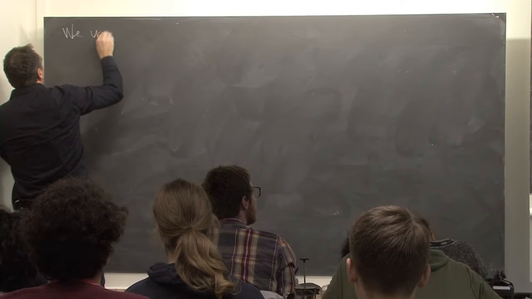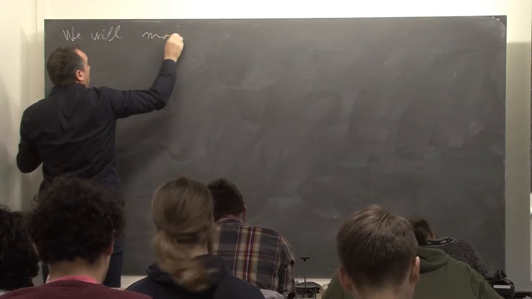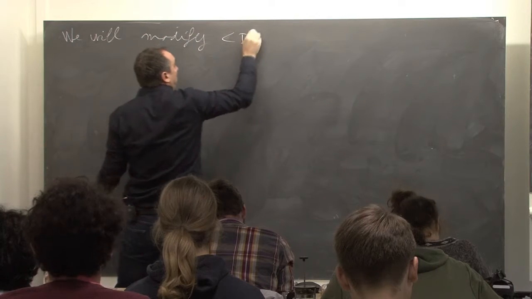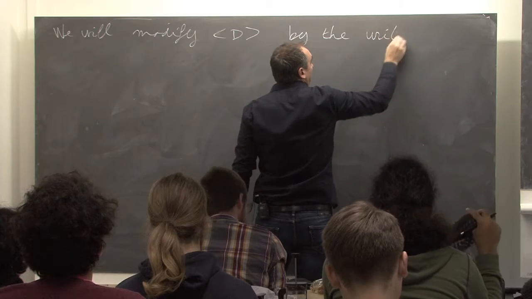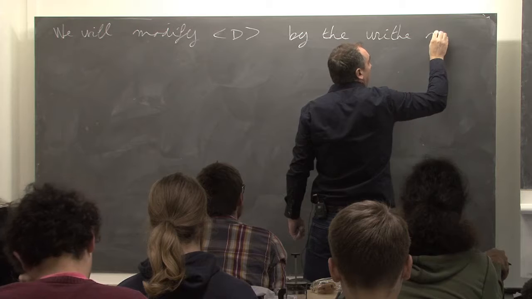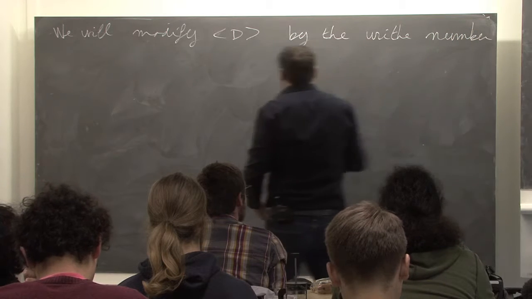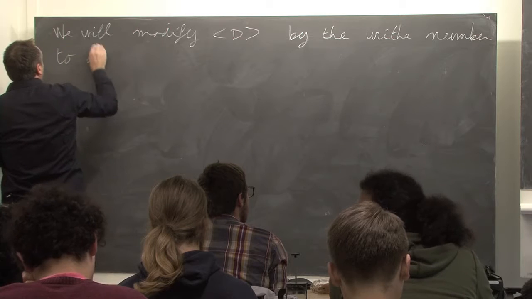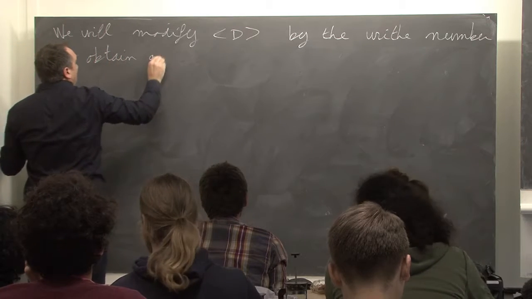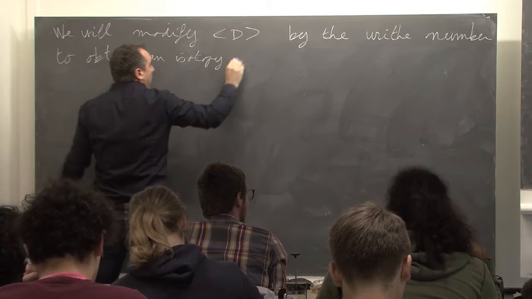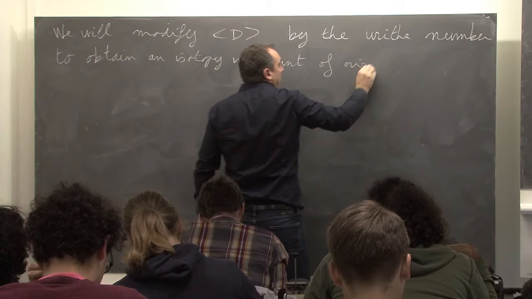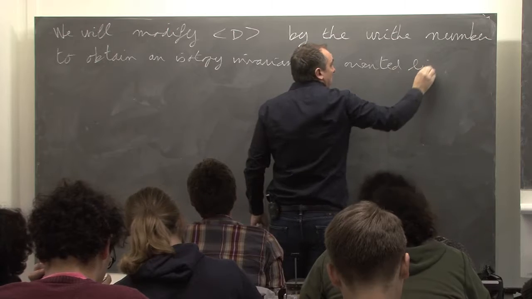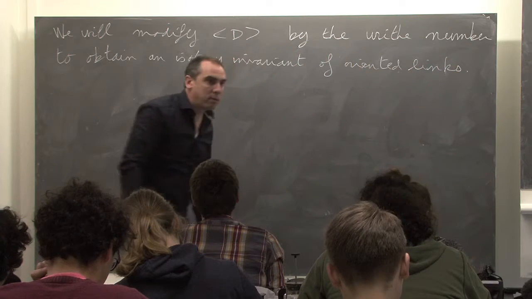So we will modify the bracket polynomial by the so-called writhe number to obtain an isotopy invariant, not of links, but of oriented links. Okay. So we will do this after the break.